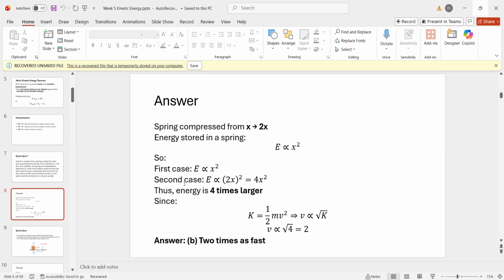Since the kinetic energy is equal to half mv squared, you make v the subject from there. What are you getting? If you make v the subject.